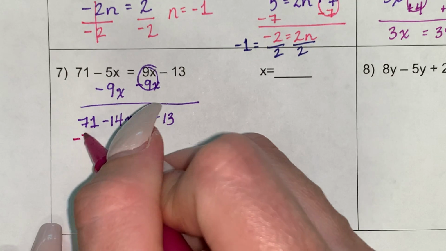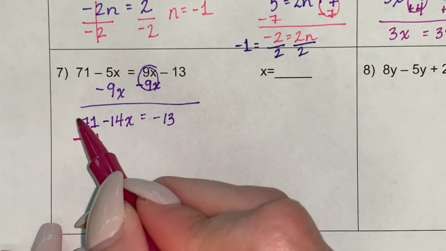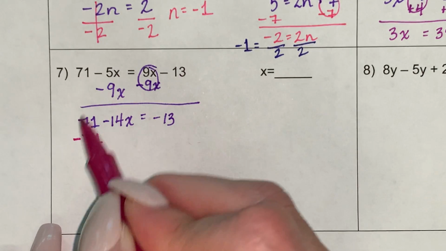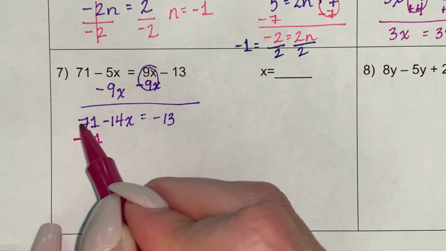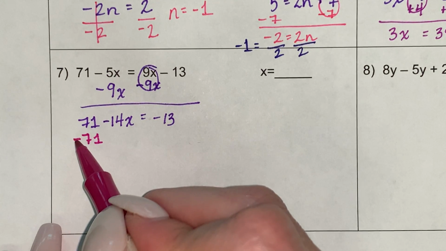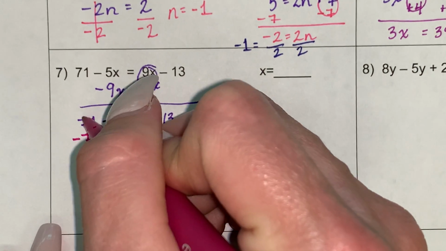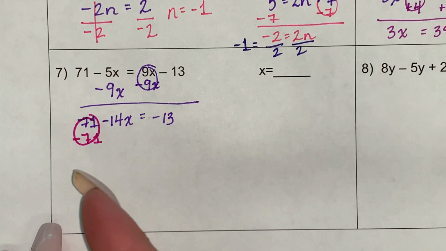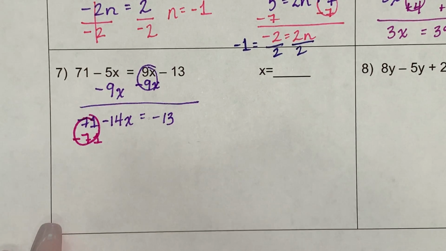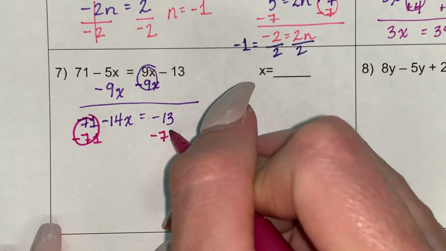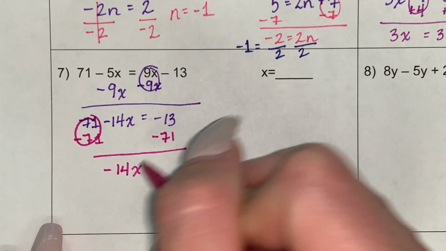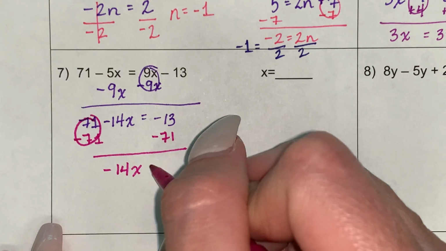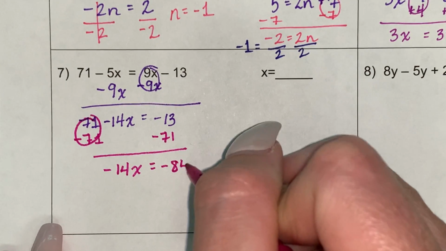Then I can move the 71 to the other side. Now don't forget, sometimes when the number is the very first number, it's not gonna have a plus sign in front of it to show that it's positive. You do have to remember to subtract it because it helps to remember you're trying to make this turn into a 0. So over here, minus 71. So negative 14x. Negative 13 minus 71 is like you owe someone $13 and then now you also owe them $71. So in total, you owe them $84.